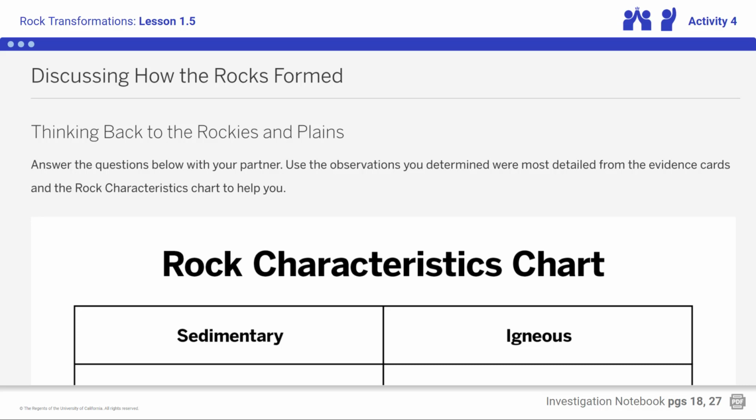What did the observations tell you about the types of rock formations in the Great Plains? You might say they are sedimentary rocks. How did these rocks form? They form when sediment compacted and cemented together.